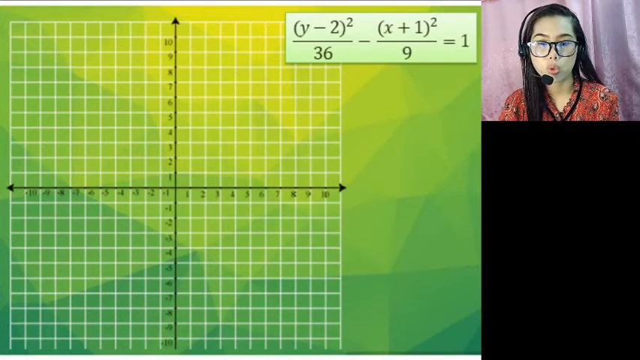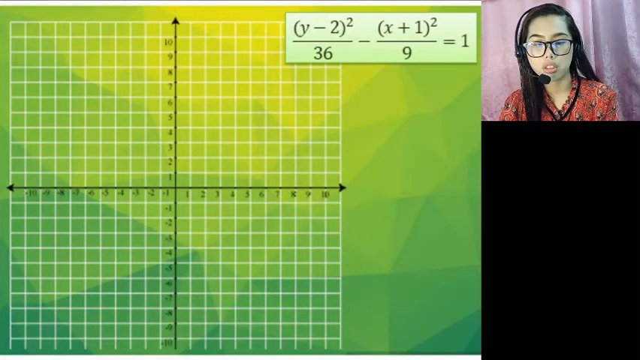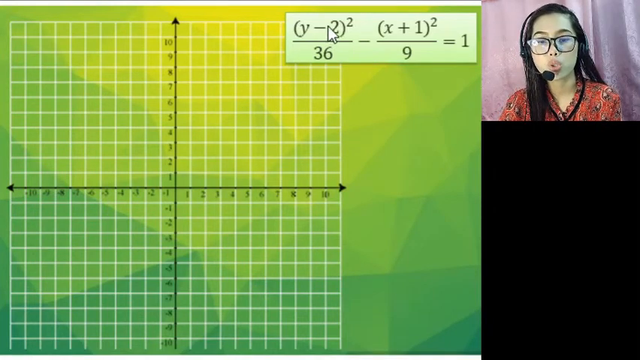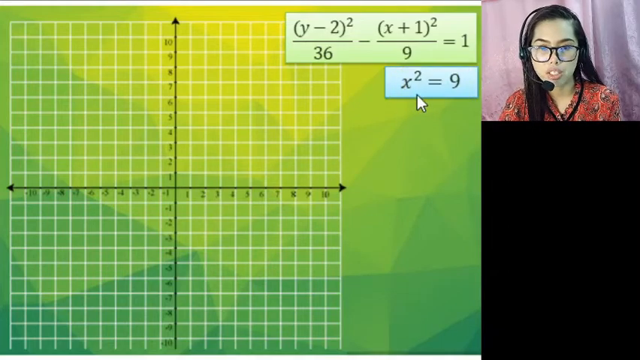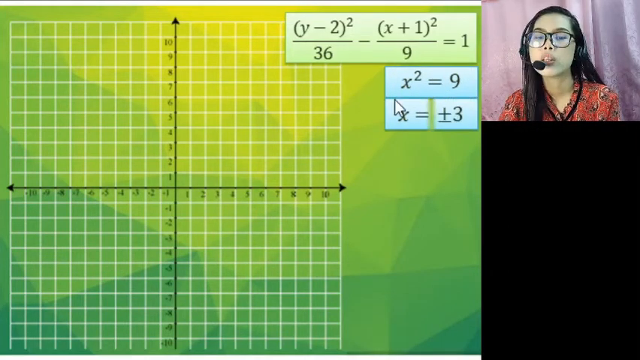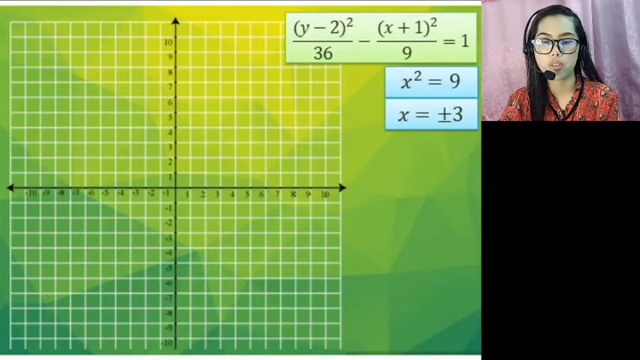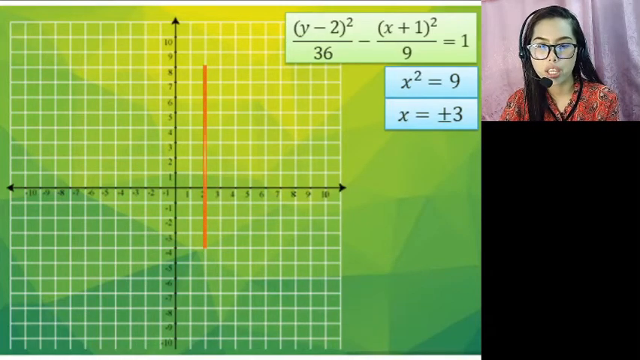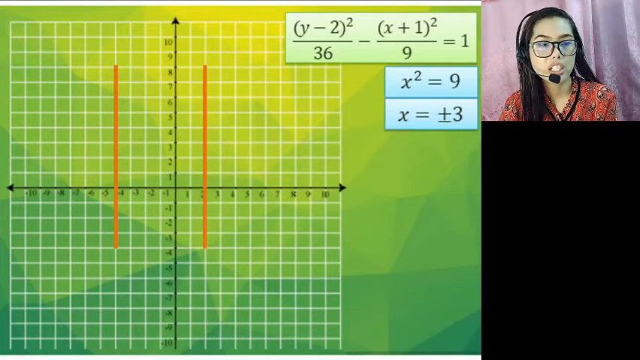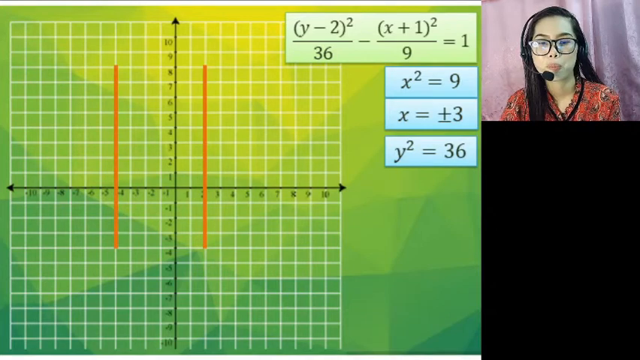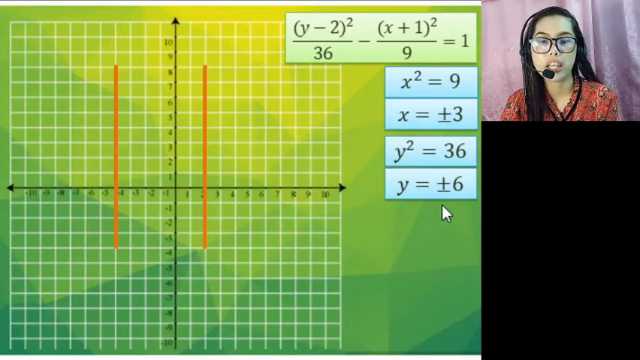Again, we're going to make our fundamental rectangle, or the framework. So we go through this. The 9 falls under x, so we have x squared equals 9, so x is ±3. And for the y, we have y squared equals 36, so y equals ±6.